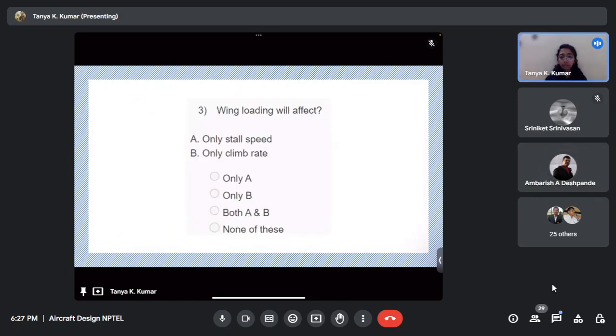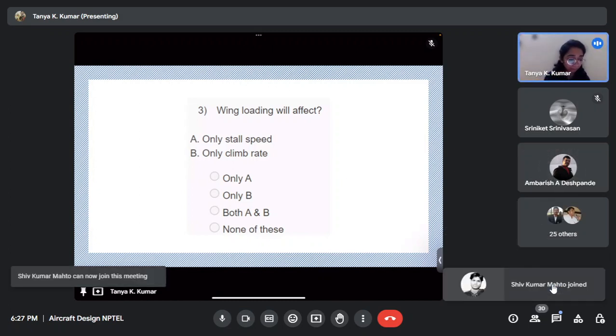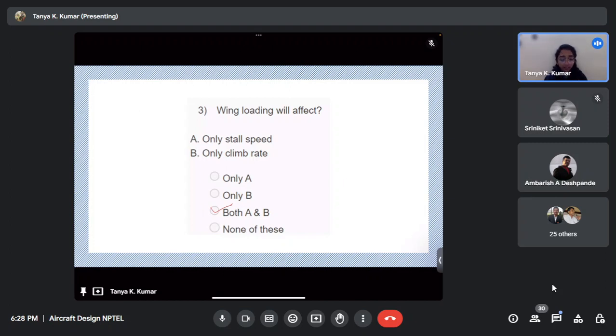Wing loading. Wing loading was W upon S. Wing loading will affect only stall speed, only climb rate, or both? What is the right answer? Both A and B. Can you try and tell me how? For stall speed, we have the direct formula, right? In the first slide we had the stall speed. It was the root of W upon S by CL. So stall speed, yes, direct relation. What was climb rate? Can you try?